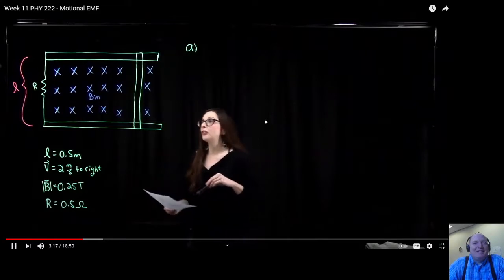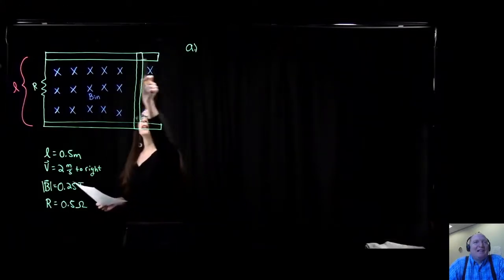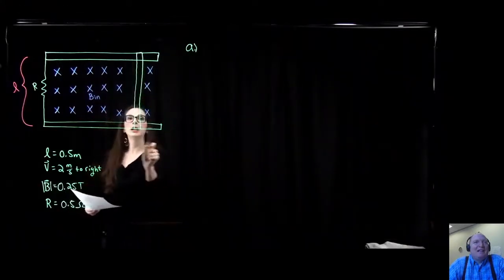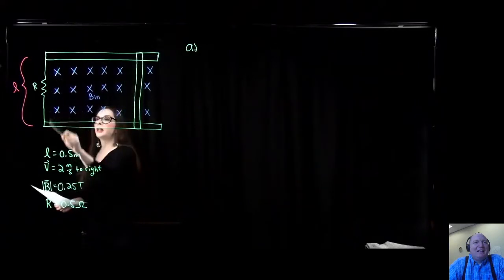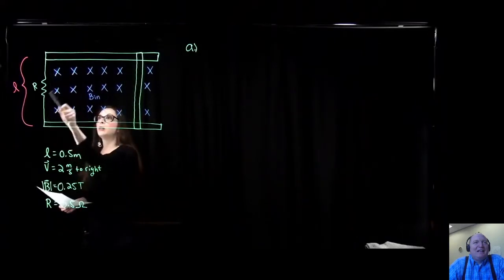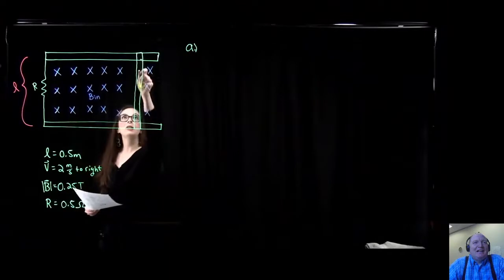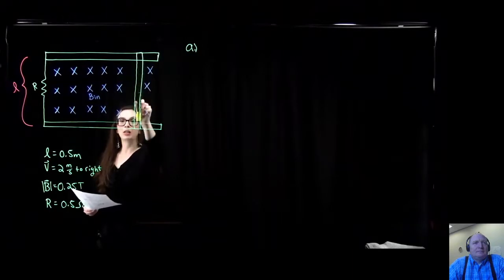So we have a conductor here, a conductor here. These are connected by a wire over here with a resistor. And then these two parallel conductors are also connected by this conductor here.